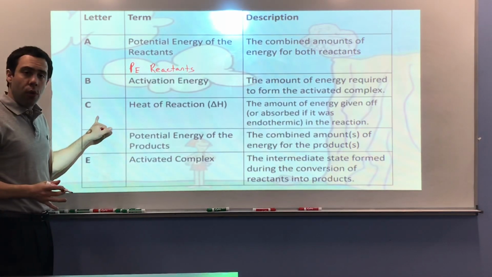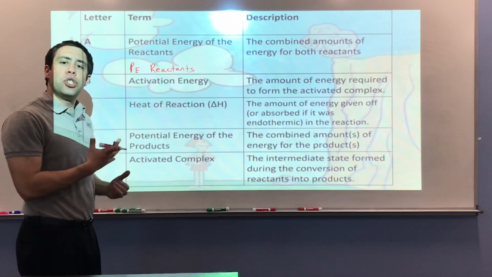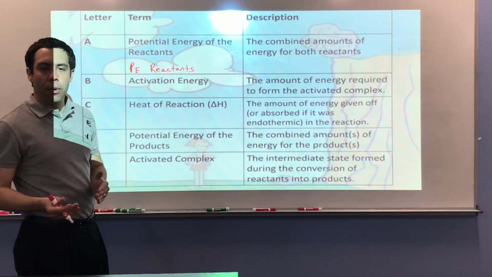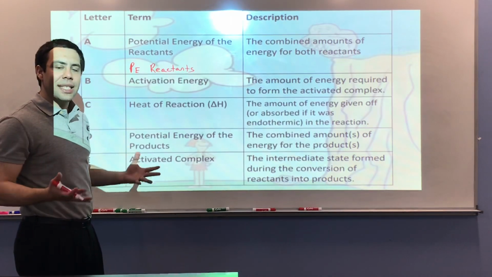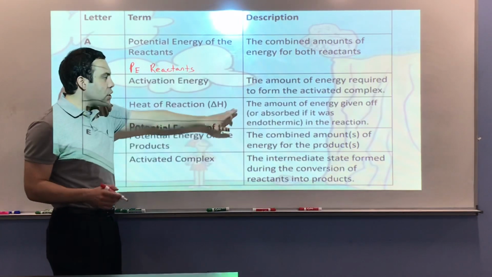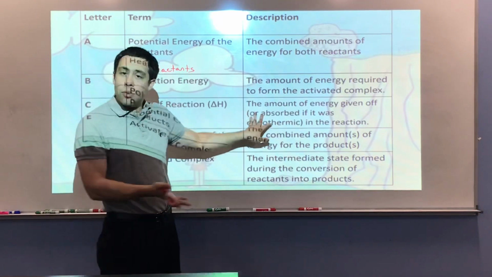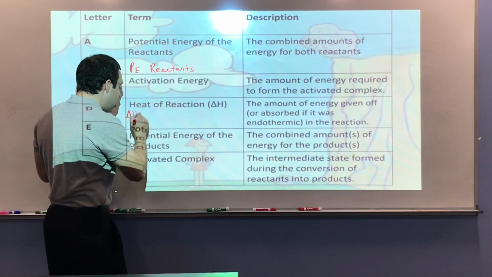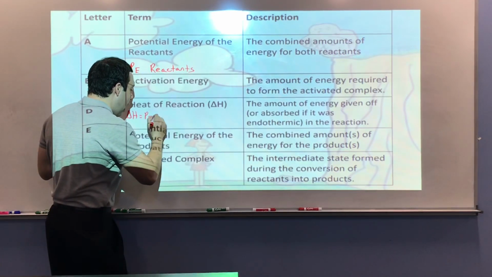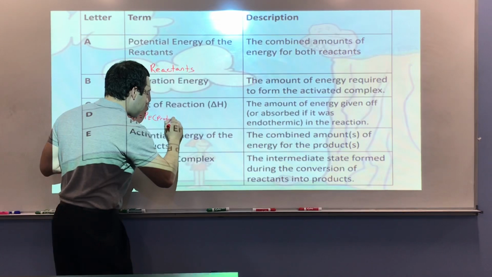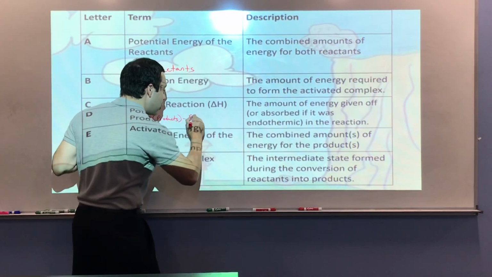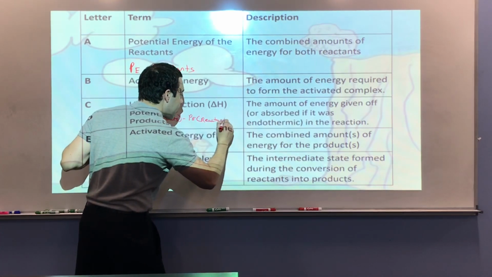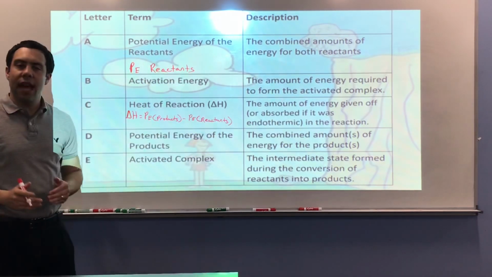Letter C was the important one. That was your delta H. That's why we're doing these potential energy diagrams, to see if it's an endothermic reaction or an exothermic reaction, and how much energy is gained or lost. So heat of reaction is the amount of energy given off or absorbed, if it's endothermic, in the reaction. Remember, your formula is delta H equals potential energy of products minus potential energy of reactants. Products minus reactants, that will give you your delta H value.